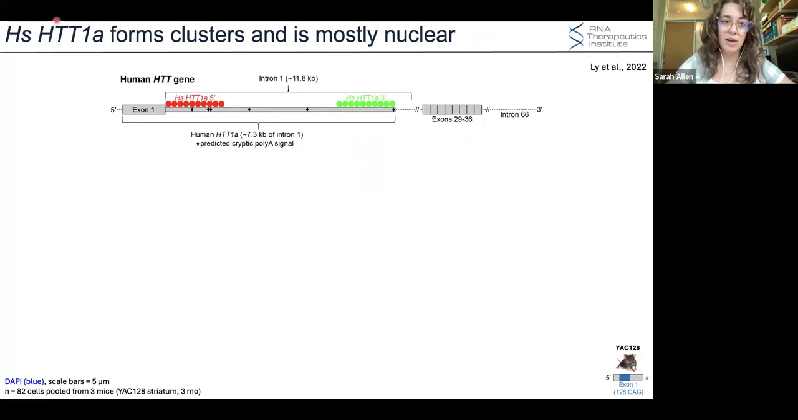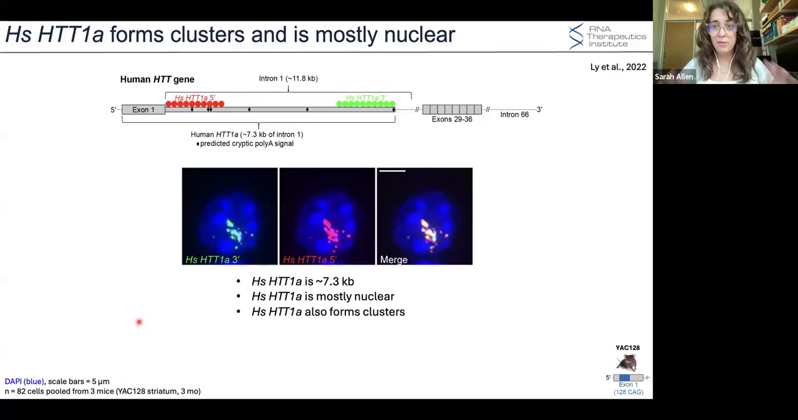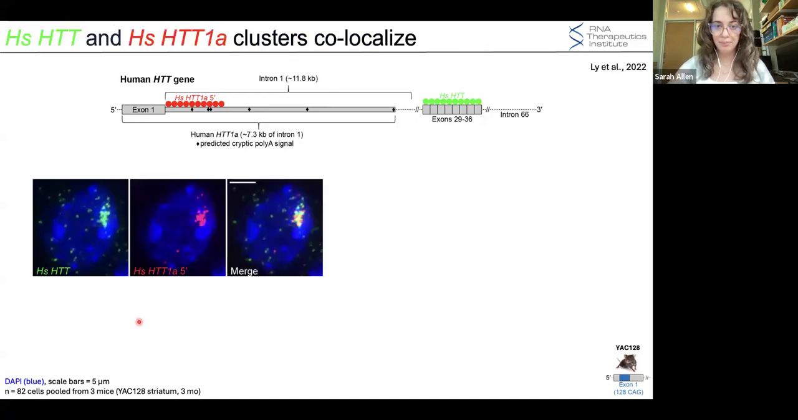The other characteristic of disease that we look at is the human HTT-1A. The human HTT-1A, so this is exon 1 and intron 1, also forms clusters that localize to the nucleus, and it is very nuclear as compared to the human Huntington that just has a nuclear bias. The HTT-1A fragment is highly nuclear and highly clustered. And you can see, interestingly, that these clusters seem to co-localize with the full-length mRNA.